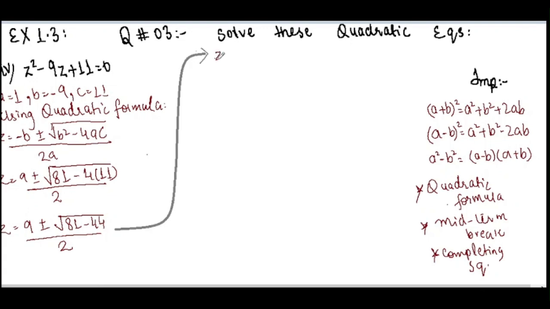So here we get z equals 9 plus minus square root of 81 minus 44 is 37, whole divided by 2. So this is your answer. We are not going to solve it any more because the square root of 37 gives us no integer value.